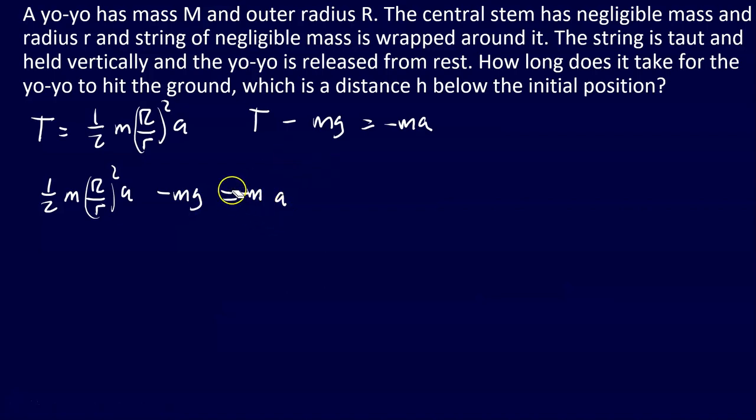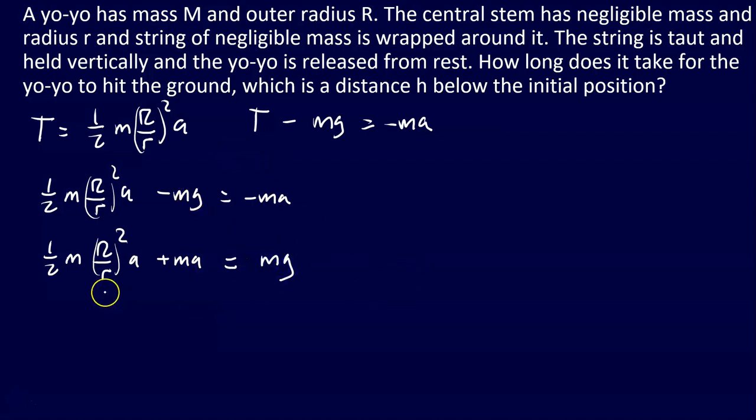And so, again, this is the kind of thing where we want to isolate the acceleration terms on one side, and then the other guy on the other side. So if I do this, I'll get 1/2 m big R over little r squared A, and then I'll add that ma term to both sides. And then on this side over here, I've got now the mg. So let's just stop for a second. I've got an m in every piece, so let's just get rid of that. That makes this a little bit easier to visualize.